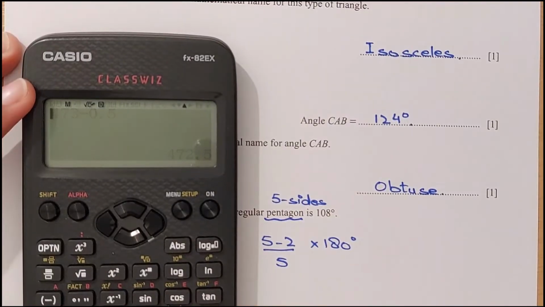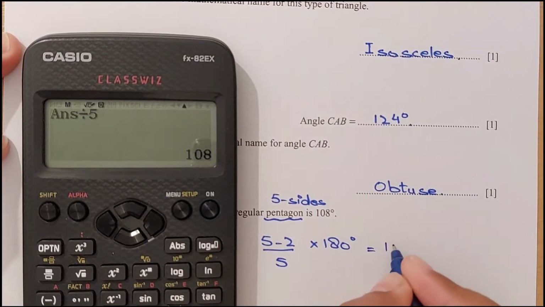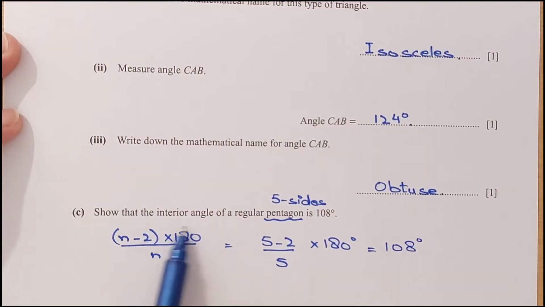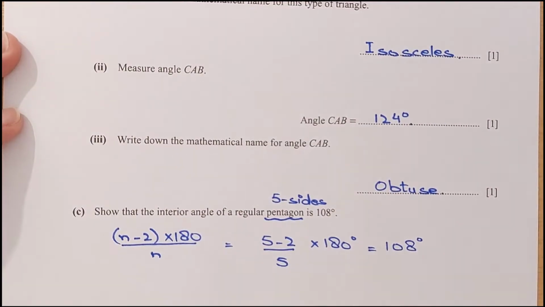So 5 minus 2 is 3. 3 times 180 and then divided by 5. This is 108. So we have shown that each interior angle of a regular pentagon is 108.